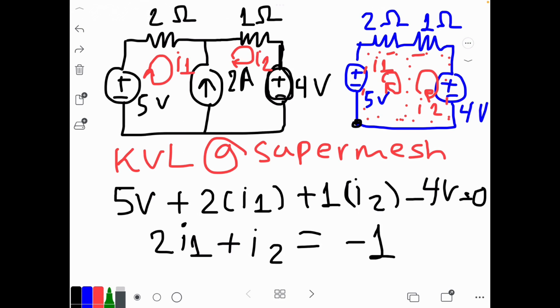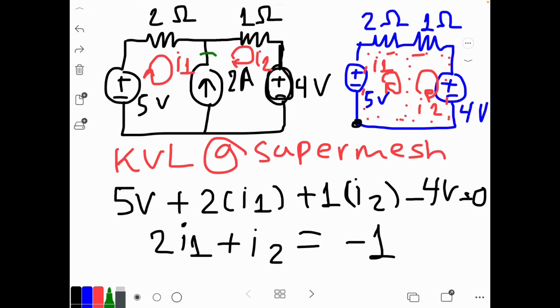A supermesh is when you have a current source between your 2 mesh loops. Now, why is this a problem? Just as in supernodes, when you have a voltage source, you don't know where the voltage drop is between those 2 nodes, the same situation happens in a mesh. If you have a current source, you don't know how much voltage you're going to have because the current stays the same.